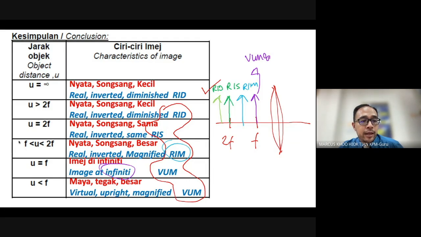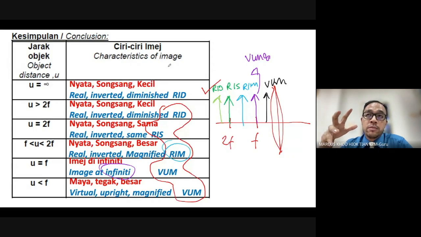Okay, and finally, I've run out already, black color. At this position, the image will be Voom. So this is kind of like a good shortcut method to remember the characteristics of the image at different object placements.